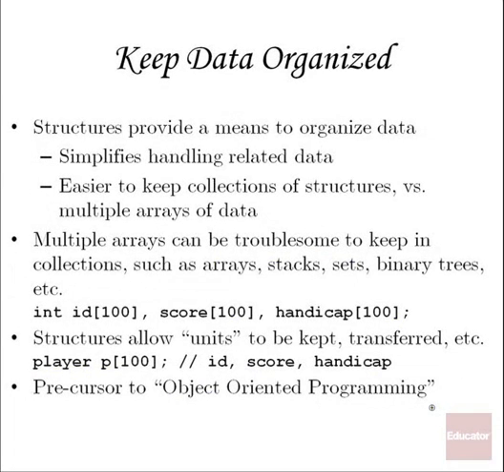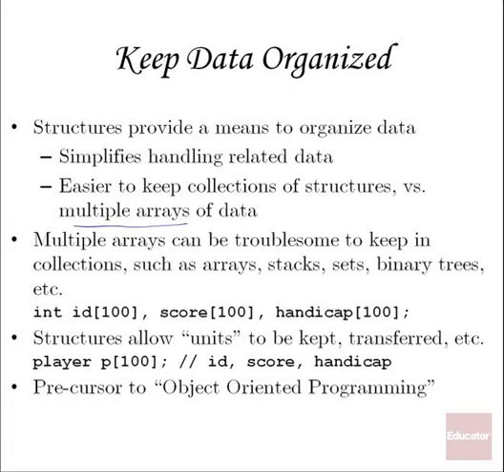Okay, we need to keep our data organized. The computer doesn't care where you put the data, but as humans, we need things organized. We need things to be in certain places, and it's also a little bit easier. You don't have to deal with, okay, I want name of 0, I want age of 0, I want score of 0. You just put all that into a structure, call it person or whatever. Then you have person of 0, and you get that person's age, you get that person's name. So we can keep our collections of structures versus multiple arrays of data.